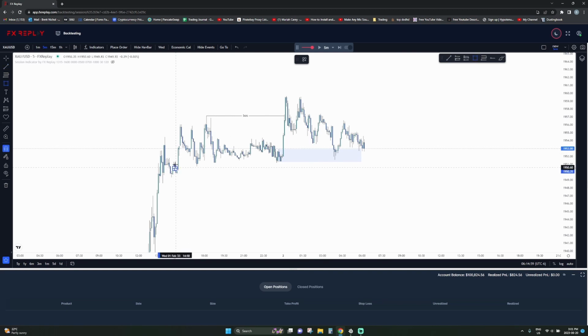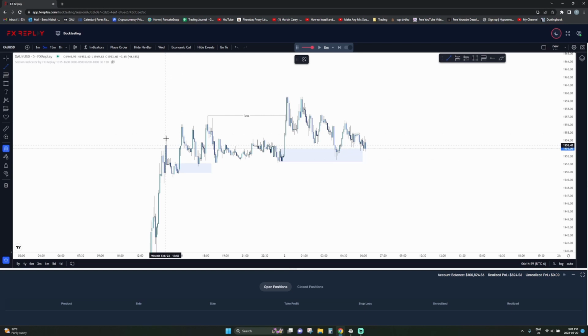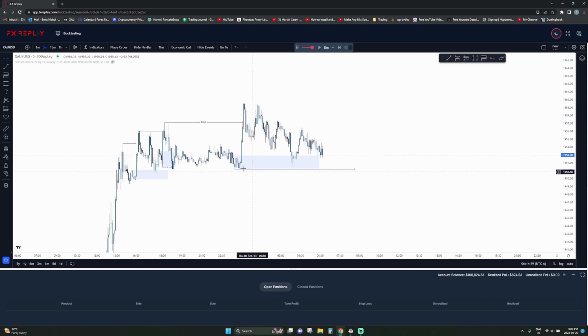And we tapped into this demand that caused the break of these highs. Then tapped into this demand right here that broke these highs right here. So we're looking for buys until our higher low is broken.